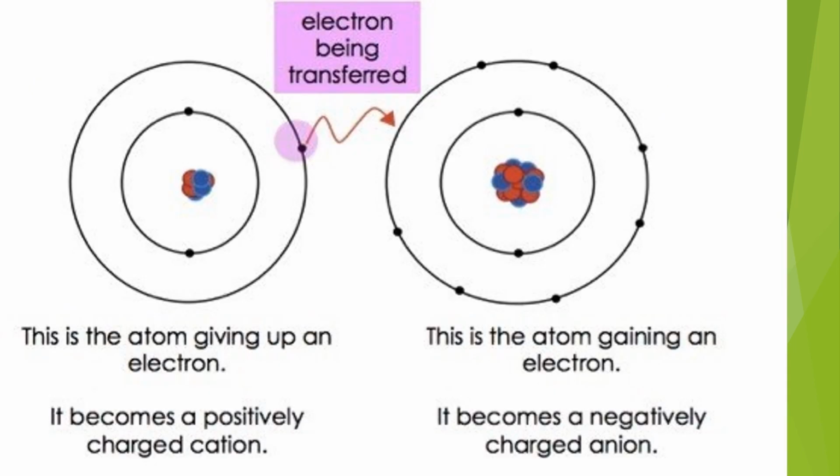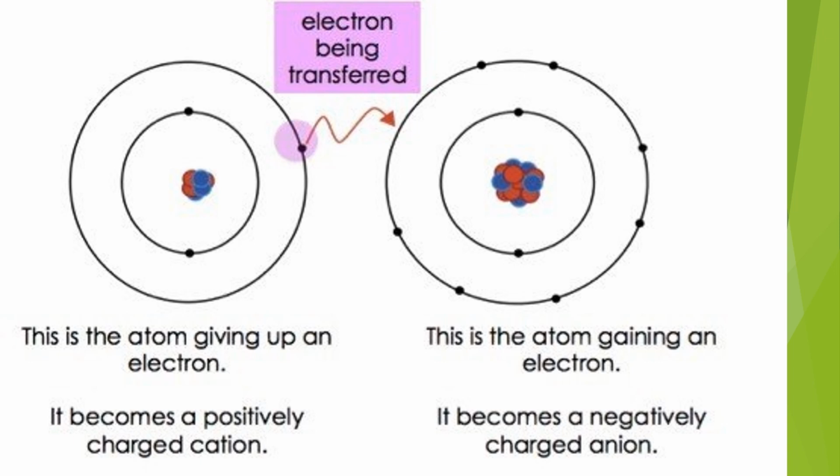When the electron is being transferred from one atom to another, the atoms get charged. As you can see on the left hand side, the atom is giving away its electron. Because it is giving away the negatively charged particle, it itself becomes positively charged. Whereas the atom on the right hand side is taking up the electron, it is taking in a negatively charged particle and therefore it becomes negatively charged.